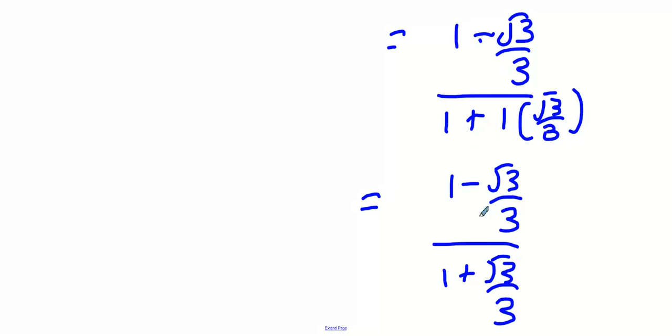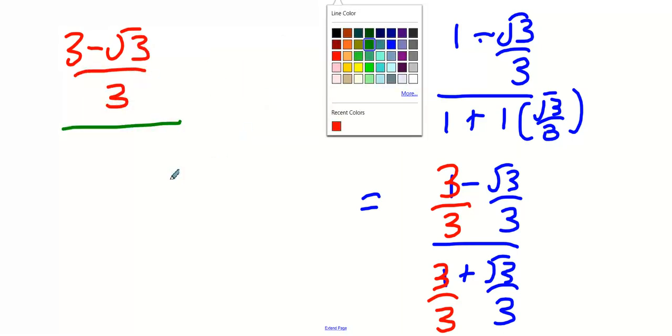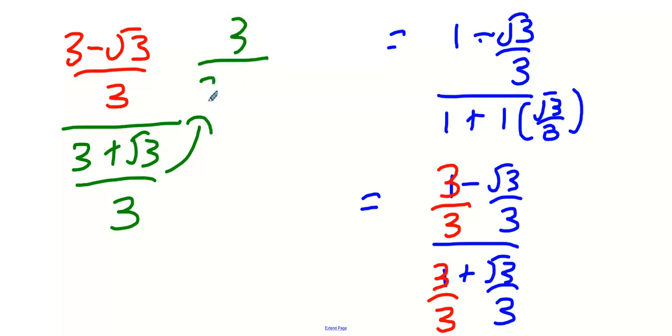Now, I'm going to give the top a common denominator. That's going to be 3 over 3. The bottom's going to have a common denominator as well. Okay. And it's going to be 3 minus root 3 over 3, divided by 3 plus root 3 over 3. Bring the bottom fraction up and turn it upside down. That's how you divide fractions.